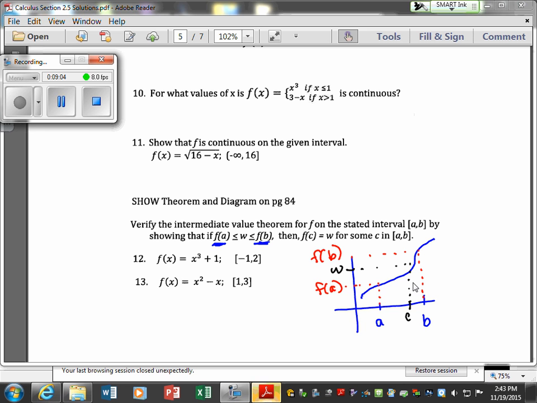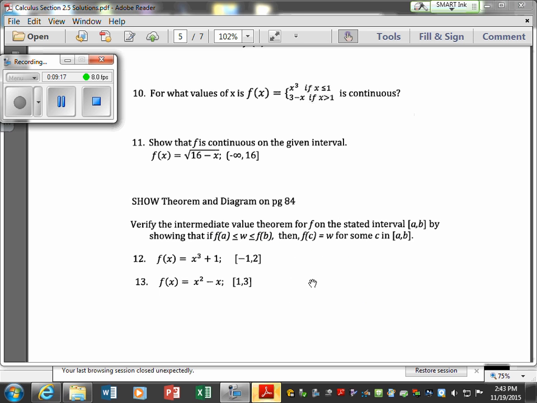Basically, if you have a point in between here and here and it's a continuous function, at some time you're going to have c, which is going to be equal to w. Let's just see it play out. I know that's a bit confusing, and it may help to look at the image in the textbook because it's a much nicer diagram. But anyway, they give us a function, so this is like the graph, and they tell us our a and b. This is negative 1 to 2.